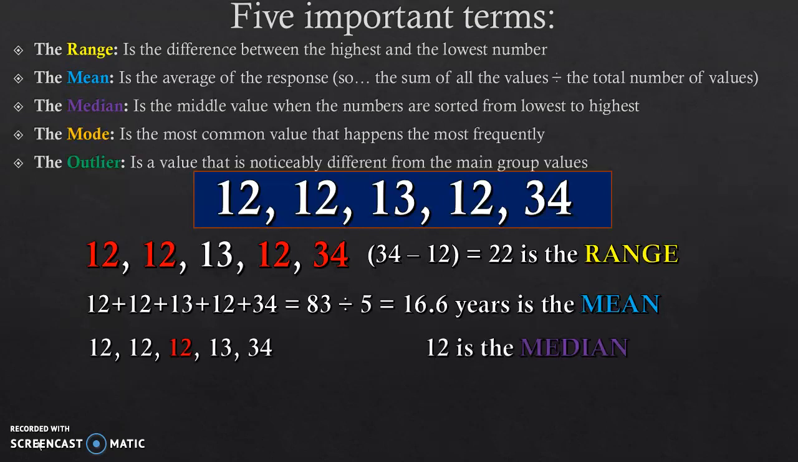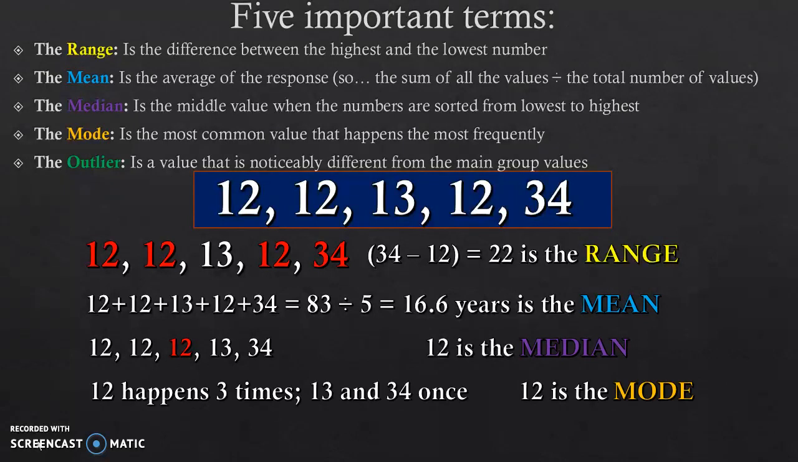For median, remember middle for median. This is the middle value when the numbers are sorted from lowest to highest. So if I organize 12, 12, 13, 12, 34 from lowest to highest, I can see that 12 is the middle number. It's the median. For mode, it's the most common value. So 12 happens 3 times in that survey, 13 and 34 happen once. So therefore, 12 is your mode.